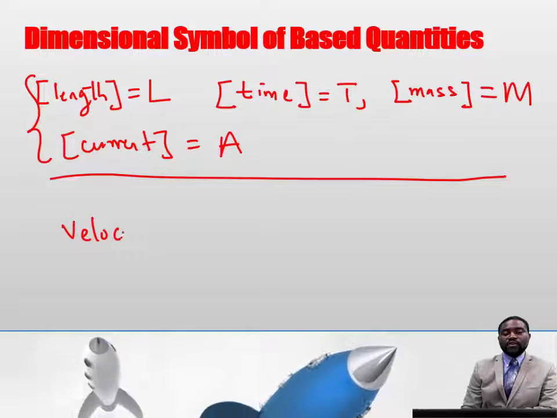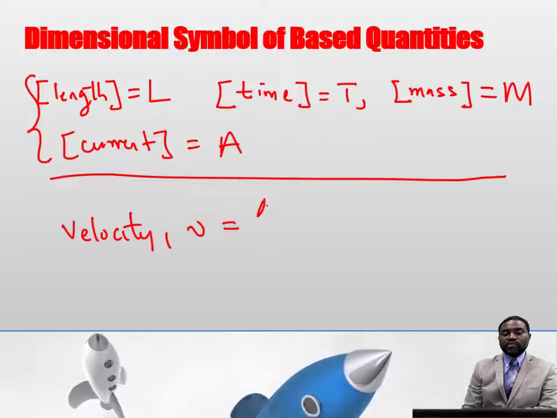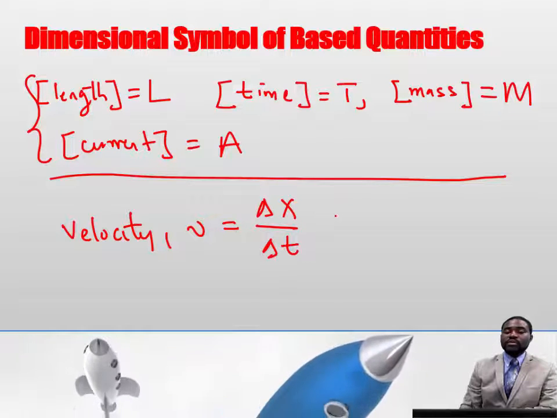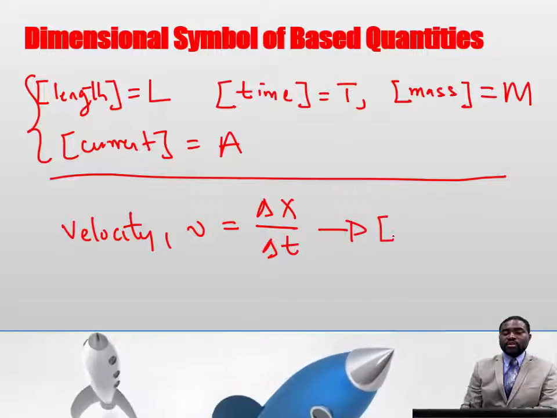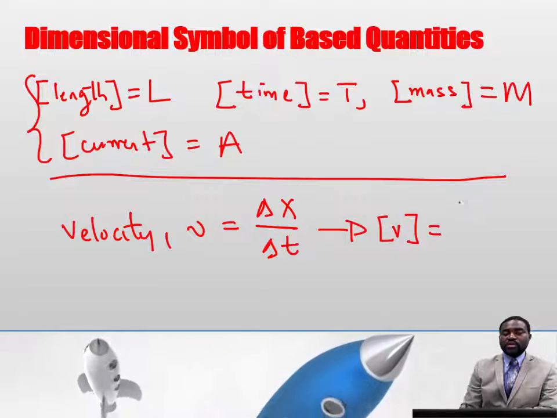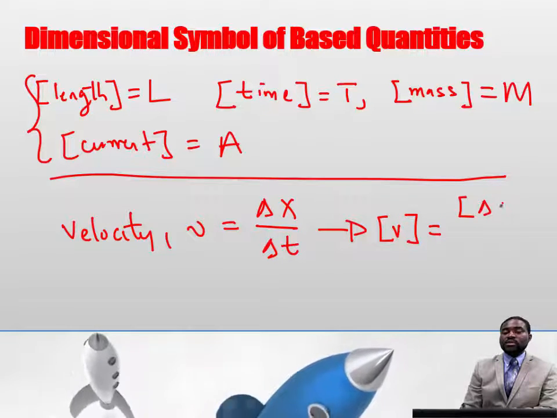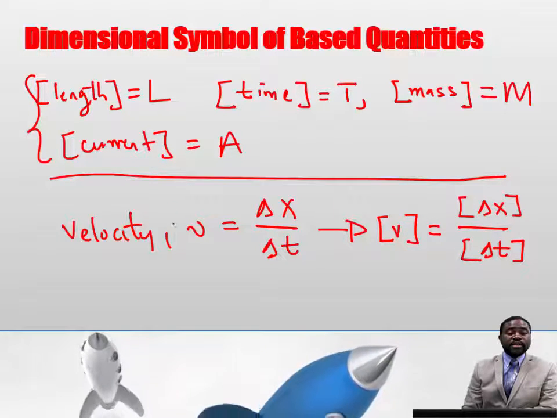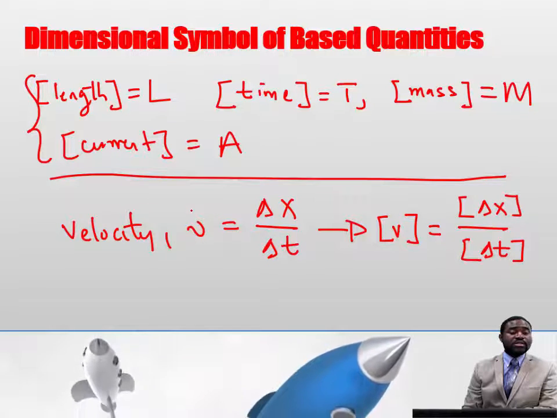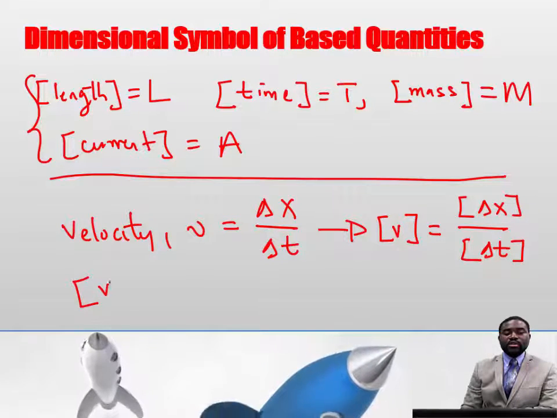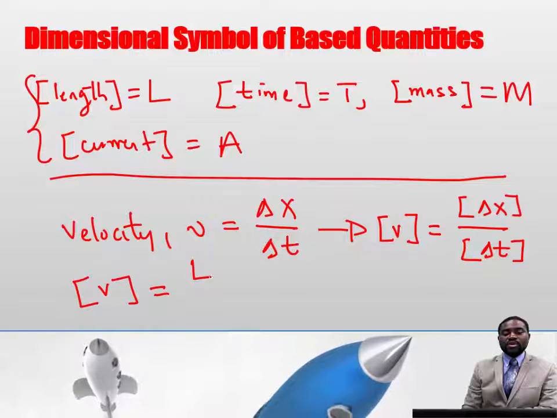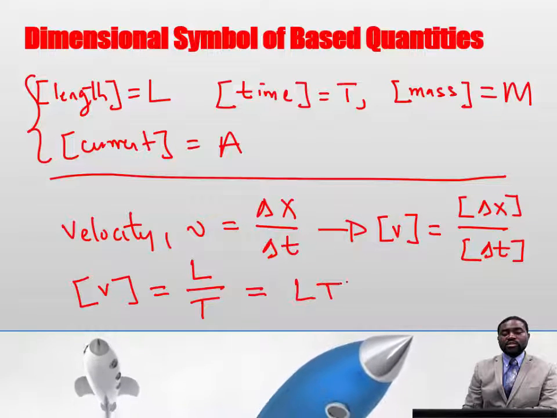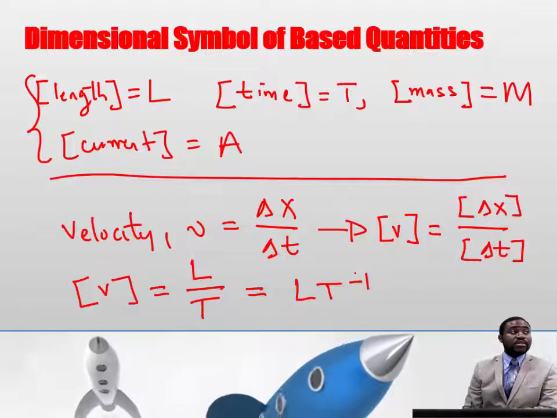If we have the physical quantity velocity, velocity is defined as change in displacement over time taken. What this means is that the dimension of velocity is equal to the dimension of what? Displacement divided by the dimensions of time. Displacement is distance, and distance is a length. Therefore, the dimension of velocity is going to be equal to the dimension of length over the dimension of what? Time. This is equal to LT^-1.